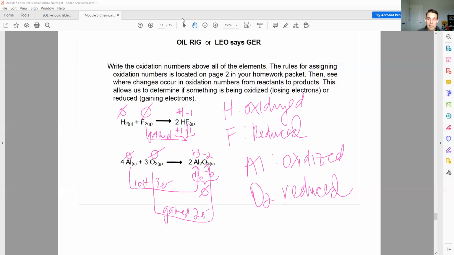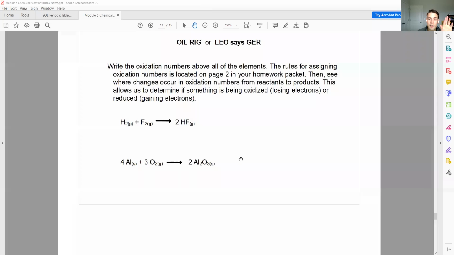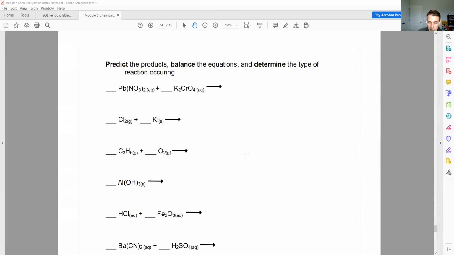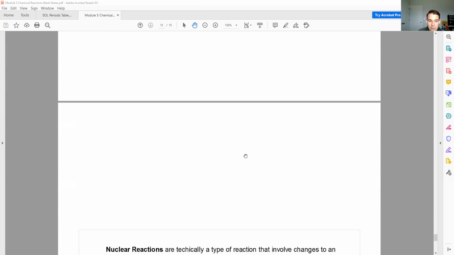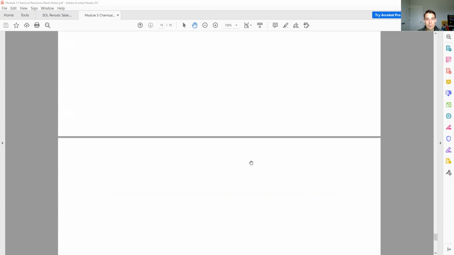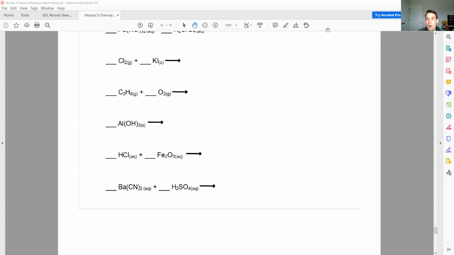Now we're going to do more of these from the homework, but I just want you to notice that on the next page, there are practice problems. The answers are in the completed notes. And then there's review with nuclear reactions, because technically that's the type of reaction. So make sure you try to do those, check your answers, okay? And I'm going to share my screen with the homework for the redox stuff.